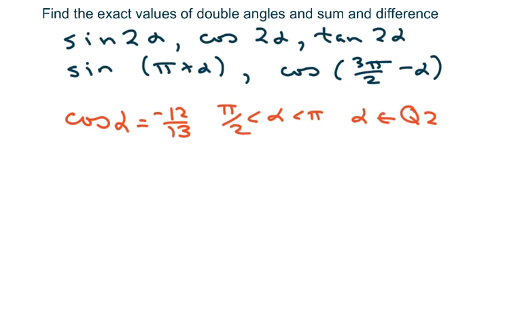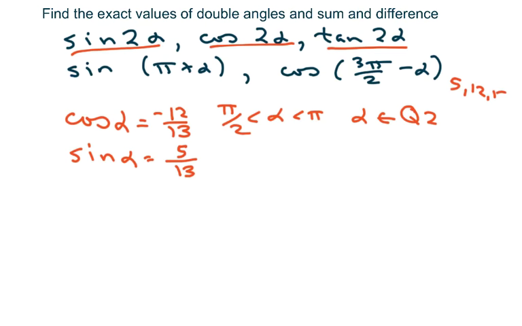First thing I need to do, I've got our formulas. You need to have your formulas. I have to find sine of alpha. Since it's a triple and I'm in quadrant 2, sine's positive, so I know it's going to be 5 over 13, because the Pythagorean triples are 5, 12, and 13. And you just use your formulas.